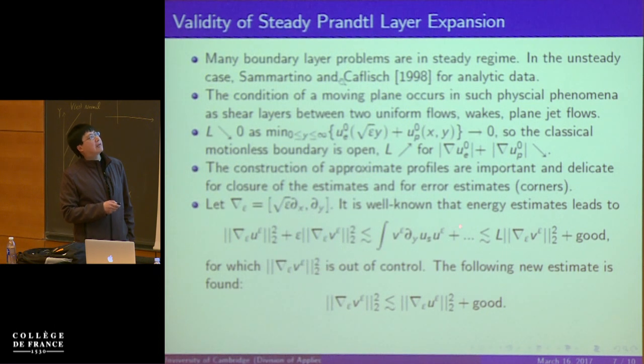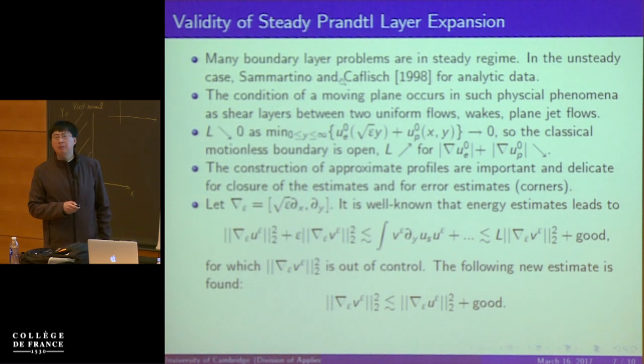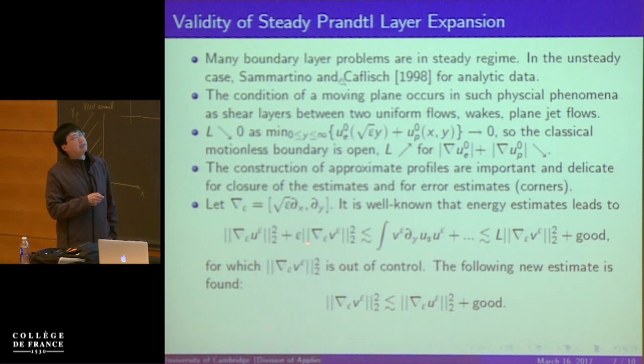So this is more or less order 1. But we are stuck with V, because for V, the only thing we get is order epsilon. So this term is out of control. The best we can say is that this is bounded by some L times, well, we need this, right? This is order 1. We need this order 1.